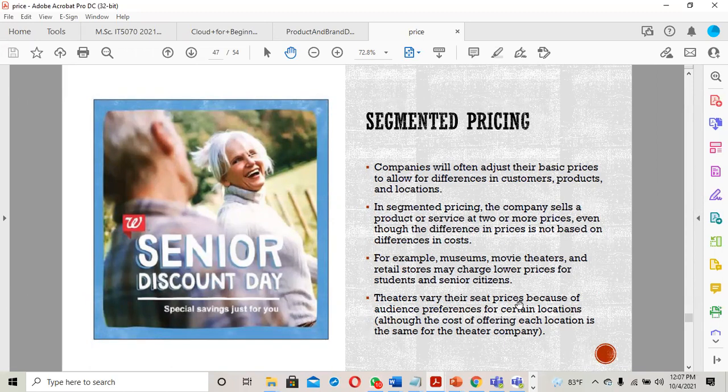Okay, so theaters vary their seat prices because of the audience preference for certain locations. Okay, so certain locations in the movie theater have different importance for different people. For example, if a couple wants to watch a movie, they might pick a particular seat. So they know, they do these surveys. Then depending on that, they assign the prices. Okay. So it's just all a psychological game from their side.